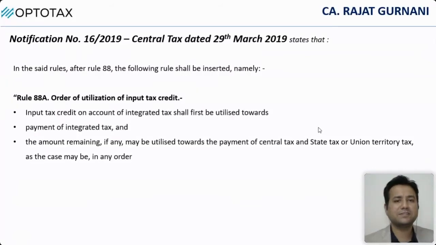Let me take an example. I have 1000 rupees in my IGST ledger, right? I have already settled off all my IGST output tax liability. Now only CGST and SGST output tax liability is left, against which I will utilize it in any order, in any CGST or SGST, right?